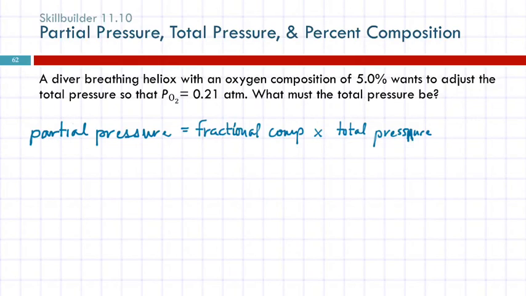Would you multiply both by 1.20 to get 100% and then? No, you don't need to multiply. You don't want to get 100%. What we want to do is convert this percent into a fractional composition. So you take the 5%.